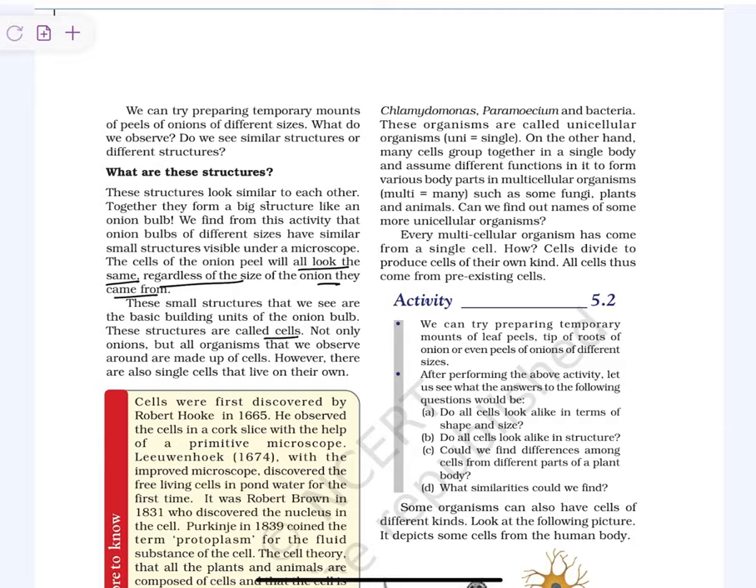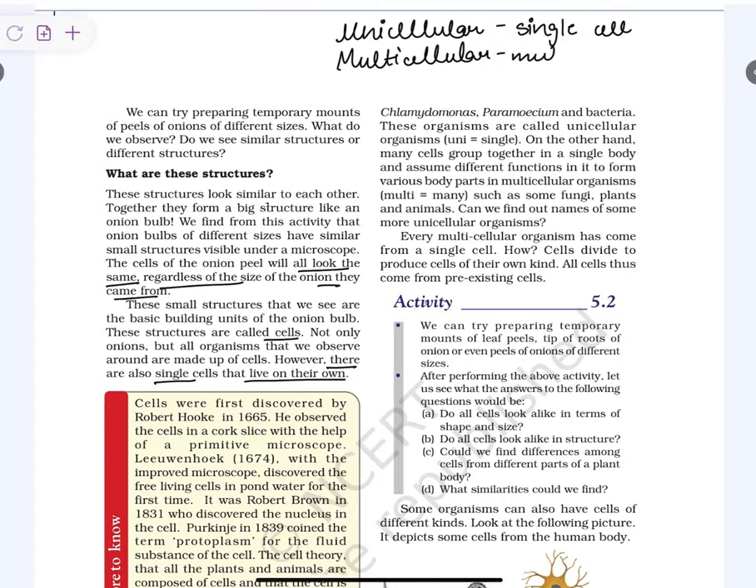And also, there are single cells that live on their own, which means there are two types of organisms: unicellular and multicellular. Unicellular organisms are organisms made up of a single cell only, and multicellular organisms are organisms composed of multiple cells.